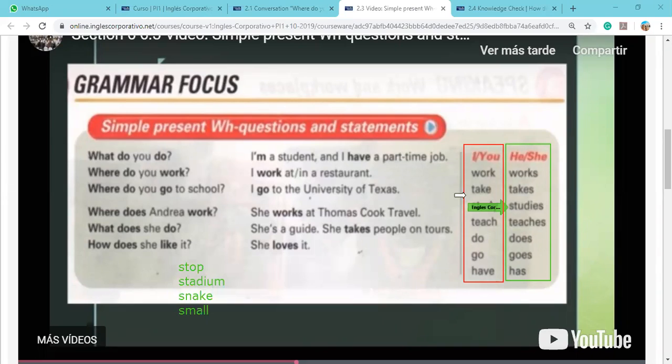Bien, sigamos acá. Teaches. Do, does. Muy bien, no me digan dos, es das. Das. Goes. Tampoco me digan gos. Goes. Okay, have, has. Muy bien, ¿verdad?